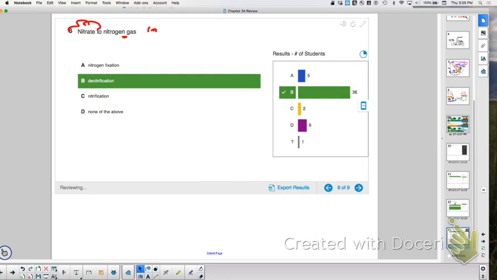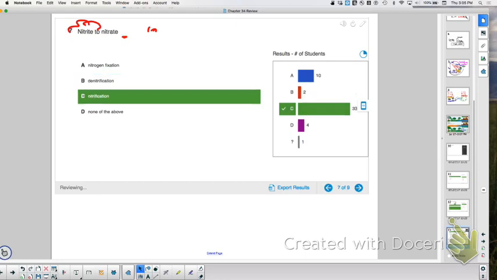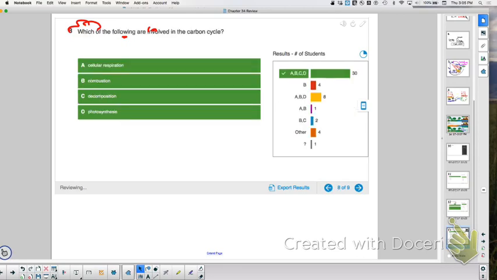Okay. Number 7, nitrite. Make nitrite. You should, like, in your mind, act it out. Nitrite to nitrate. That is going to be nitrification. All right? And then 8, which of the following are involved in the carbon cycle? Cellular respiration? Yes. Does it increase or decrease CO2? Cellular respiration. Increase. Combustion. Decomposition. Photosynthesis. Okay.